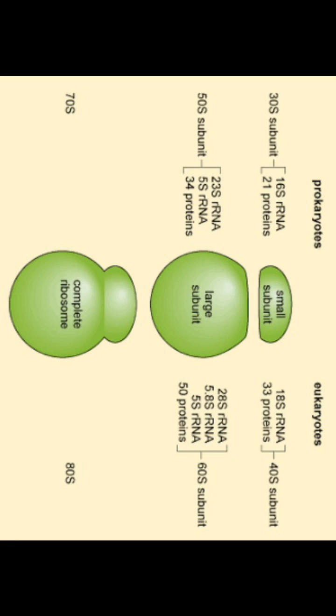Next, let us talk about prokaryotic cells, ribosomes, and their subunits. Prokaryotic cells like bacterium possess two subunits. One is smaller, one is larger. The smaller subunit is 30S and the larger subunit is 50S. Together they are present as one single ribosome, which is the 70S type of ribosome. You can see on the screen in detail.